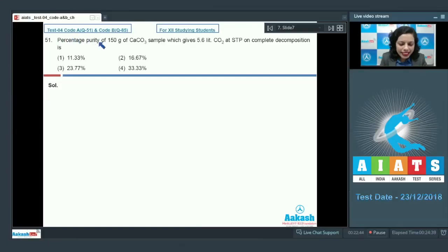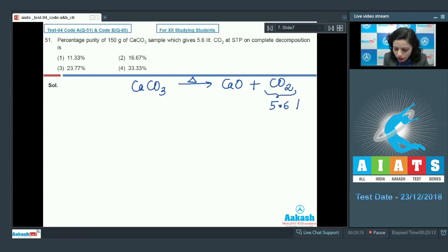Question number 51. Percentage purity of 150 gram of CaCO3 sample which gives 5.6 liter carbon dioxide at STP on complete decomposition is. In this case, we have CaCO3, calcium carbonate sample, and on heating it gives CaO and CO2. Now, you have the amount of this CO2, that is 5.6 liter. How many moles of this would be there? Given volume divided by 22.4. So, we will find out the moles of CO2.